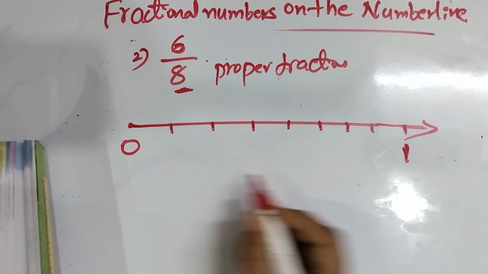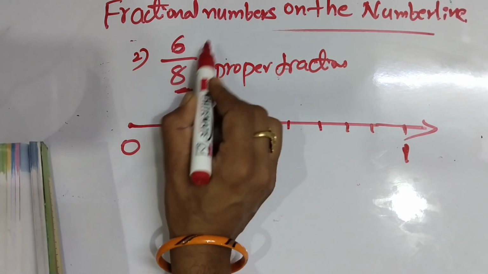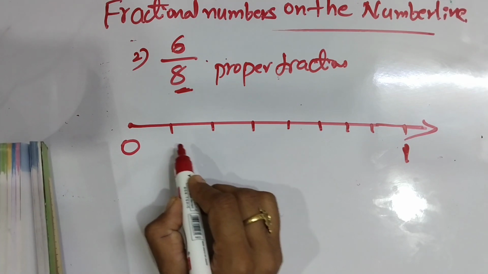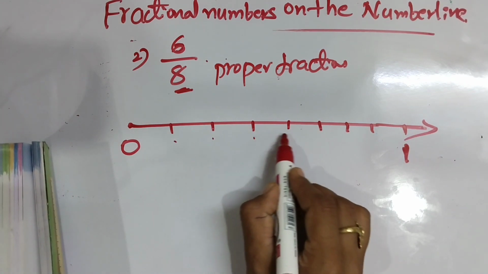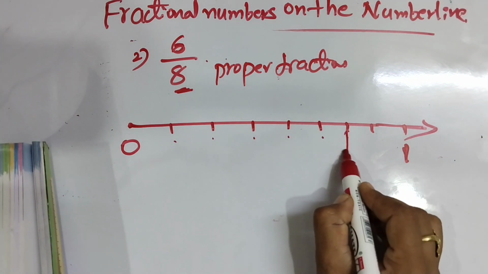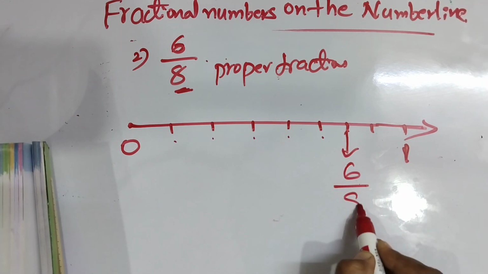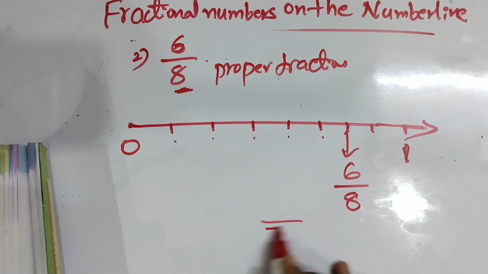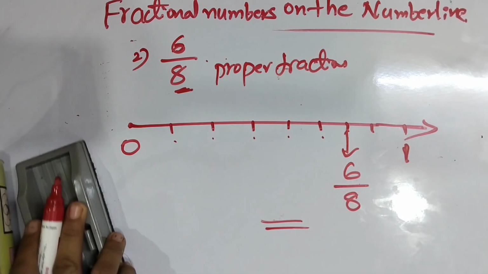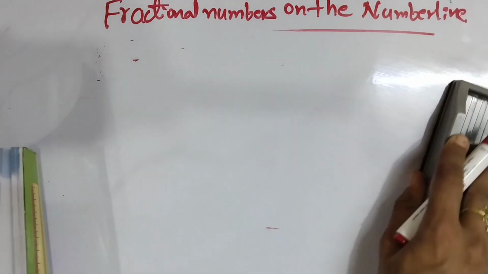Okay, so what is the numerator? Third step, what is the numerator? 6. Okay, 1, 2, 3, 4, 5, 6. So the 6th place is 6 by 8. This is the showing of fractional numbers on the number line.